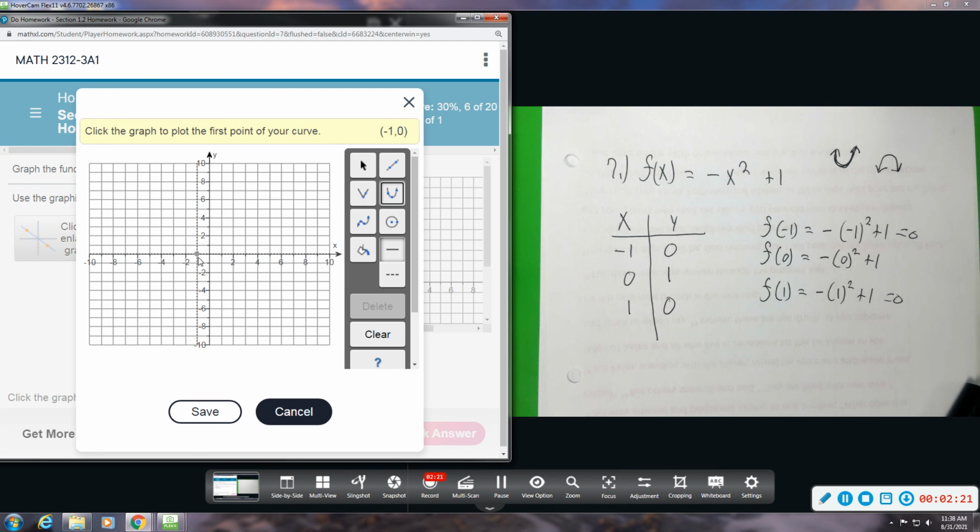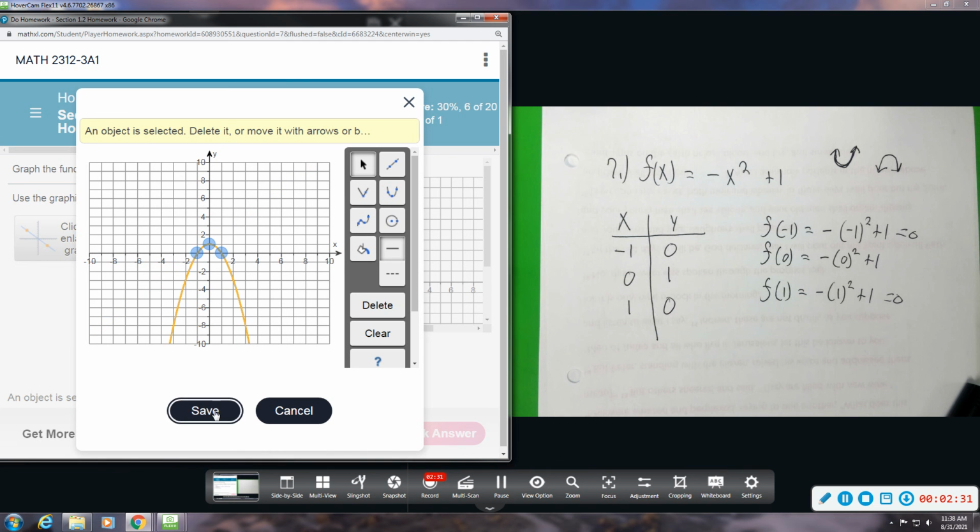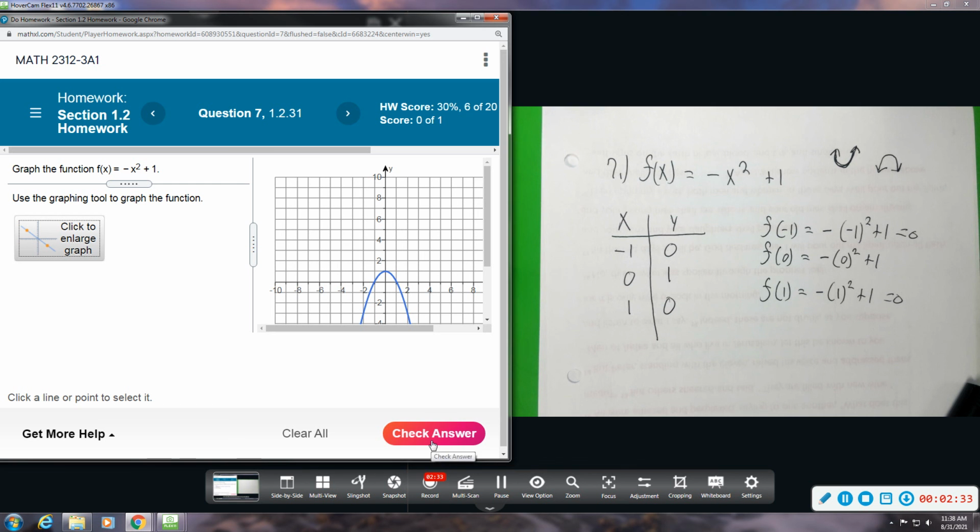So -1 on the x-axis and then 0, click. Then we're going to go 0, 1, and then 1, 0. So it makes the parabola shape for you. Save and submit.